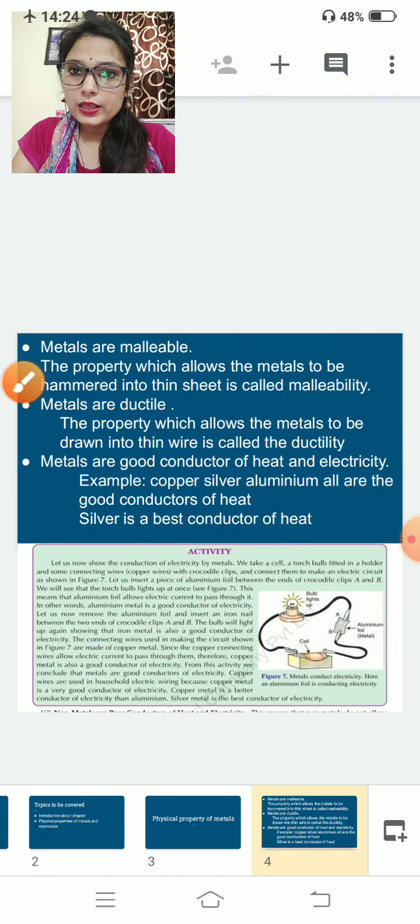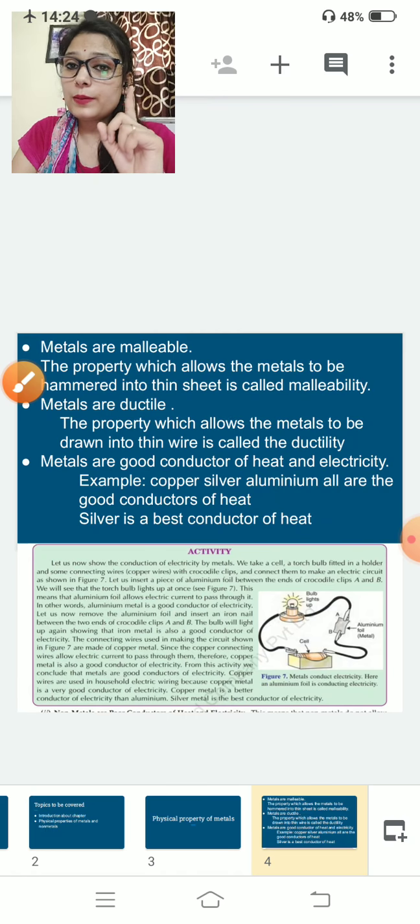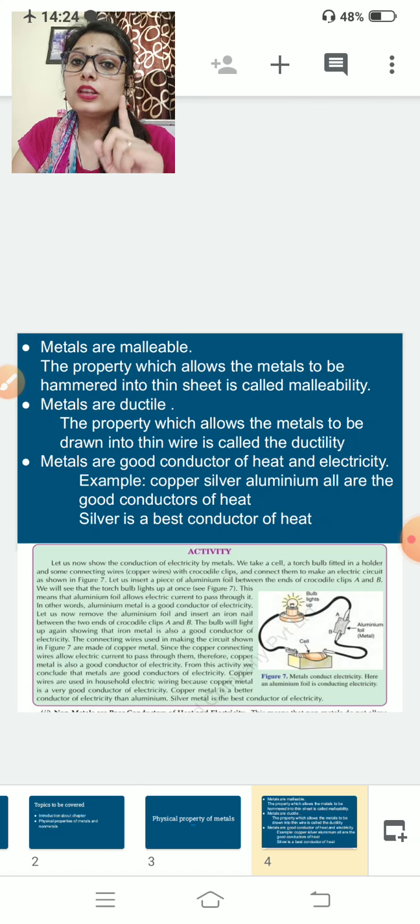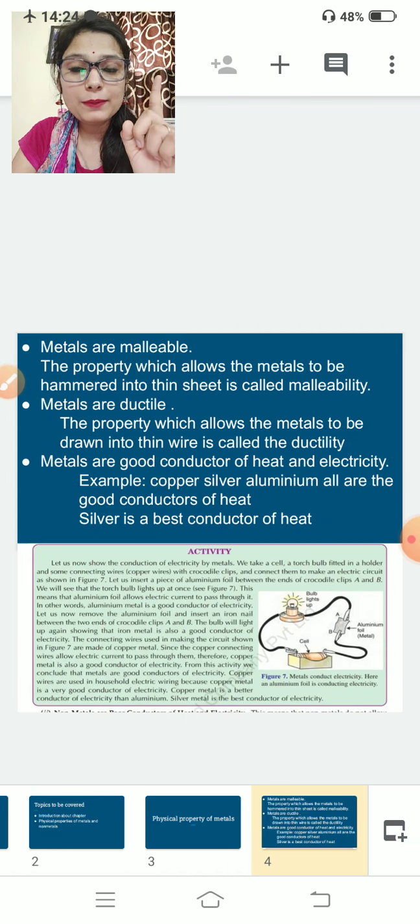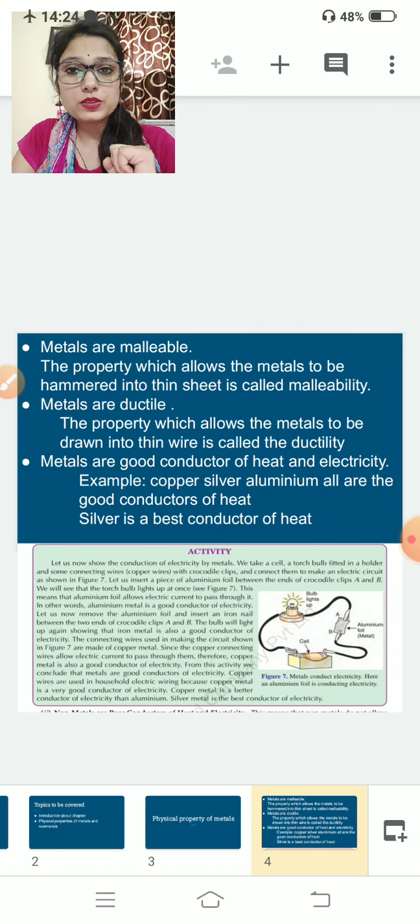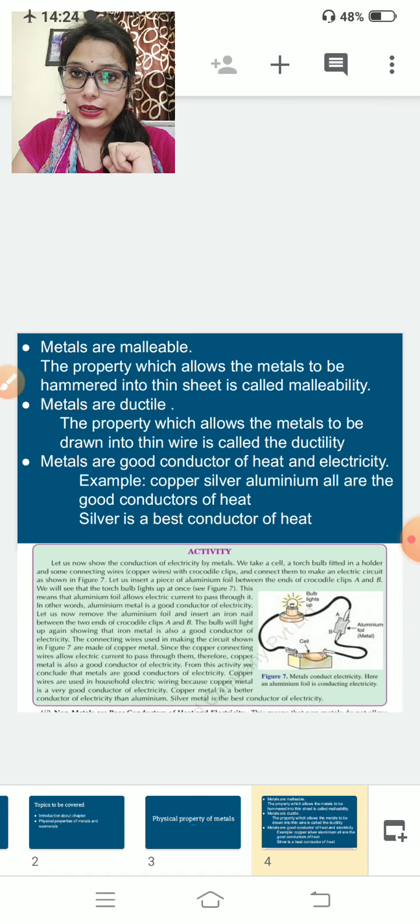Once more I am reading. First property is that metals are malleable. That means we can convert metals into thin sheets, and that process is known as malleability. Metals are ductile. That means we can convert metals into thin wire.